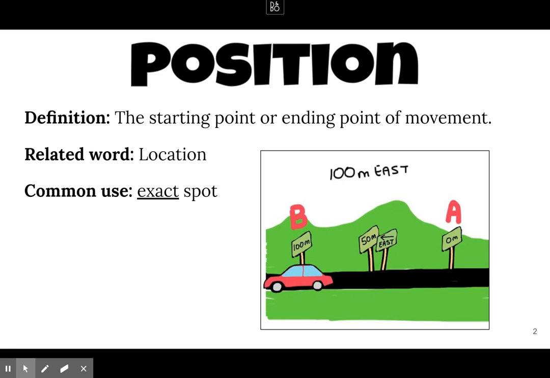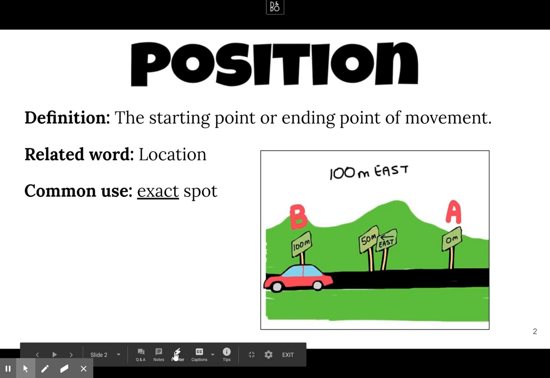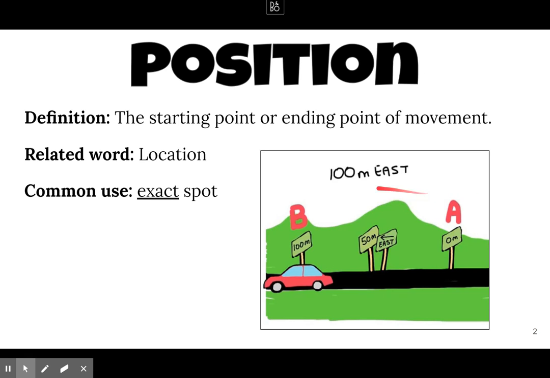All right, so our first vocabulary word for today is position. The definition of position is the starting point or ending point of movement. A related word for position is location, and common use is the exact spot. So when you look at the picture here, you can see that A is a position and B is a position. And in this picture, we can see how far this car has traveled and in what direction.